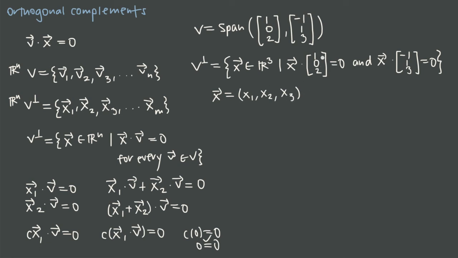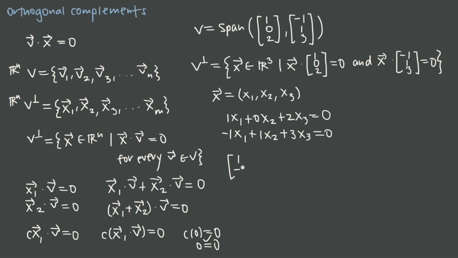So we can actually build out this equation. So we can say 1x1 plus 0x2 plus 2x3 is equal to 0. We can do the same thing over here. We'll get negative 1x1 plus 1x2 plus 3x3 is equal to 0. And now we realize we can actually put this into a matrix.